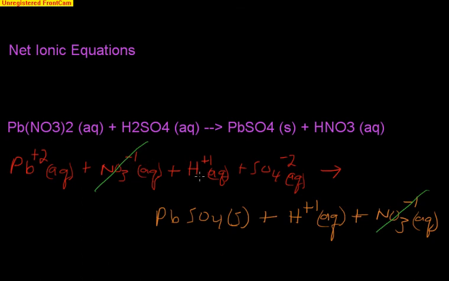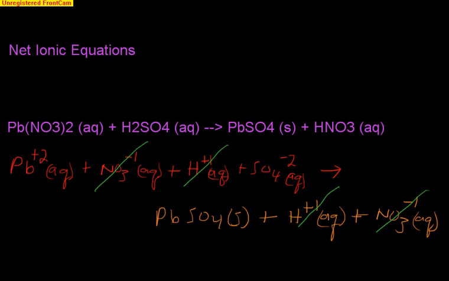So the next one we go to is the H plus 1. There is an H plus 1 on the left-hand side of the equation. There is an H plus 1 on the right-hand side of the equation. So once again, I can cross this one out, I can cross that one out. And these are spectator ions also. So now, look at SO4 negative 2, there's only one of them. There's not another one that shows up on the right-hand side. So now I just need to write what I have left.